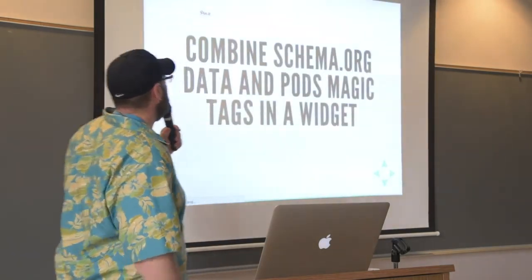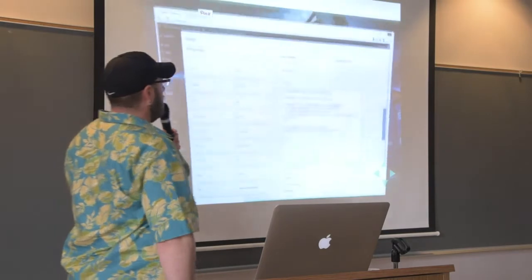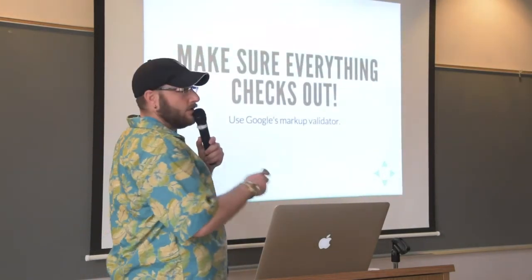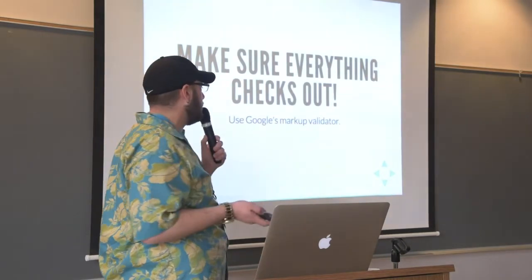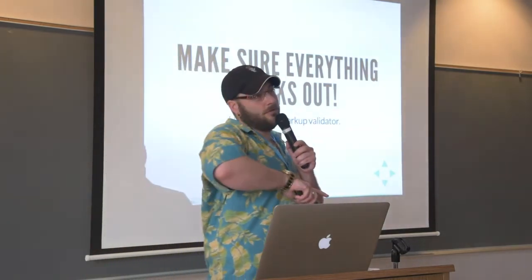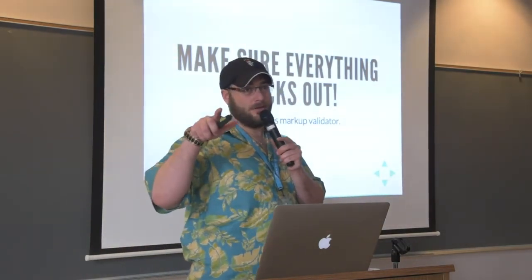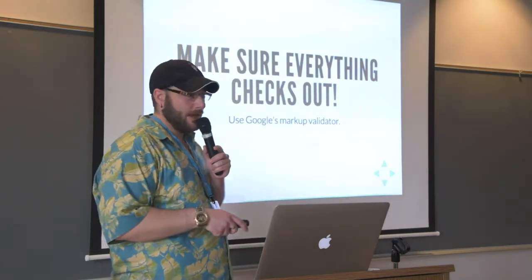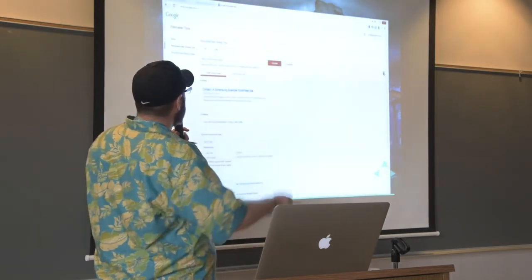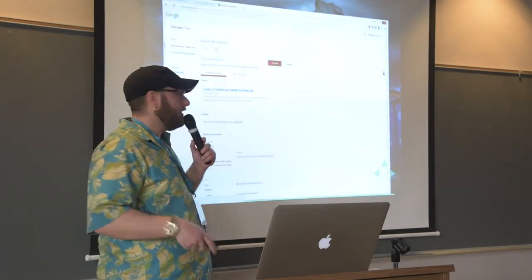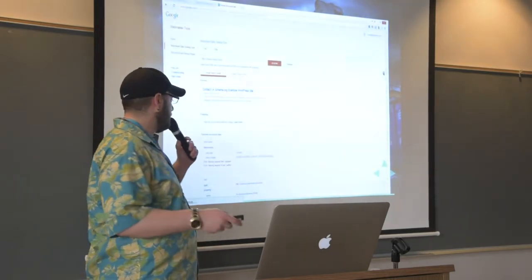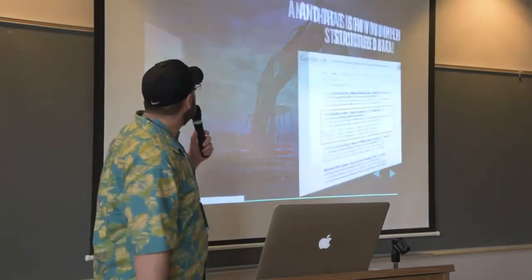So again, combine schema.org data with Pods magic tags. Always want to check your work. A couple quick things. Make sure everything checks out. Use Google's markup validator. So if you don't have your site verified in Google Webmaster Tools, make that happen. It's a shame not to. And so this is what it looks like. You put in the particular page, and it tells you whether or not your site has the correct data in it. And it will even tell you what's missing, which is pretty awesome.